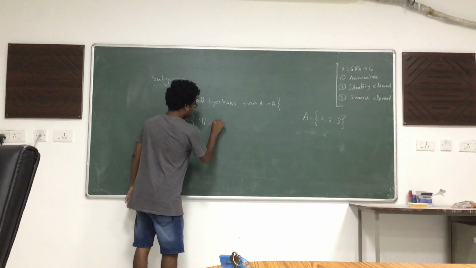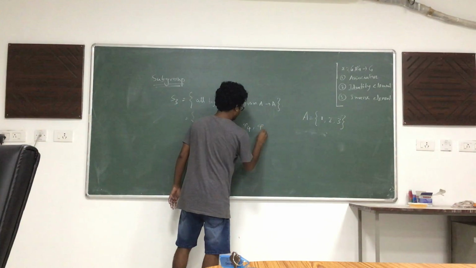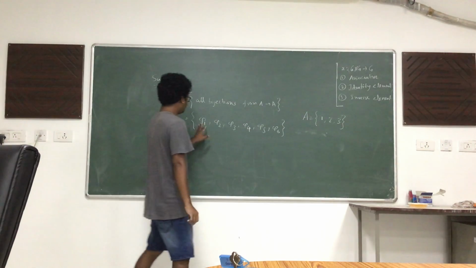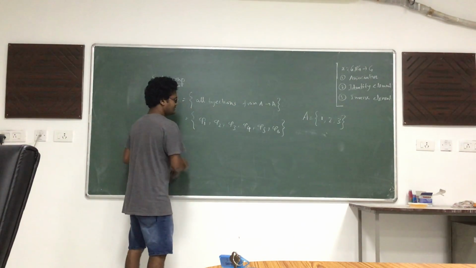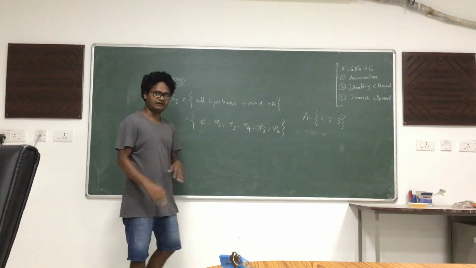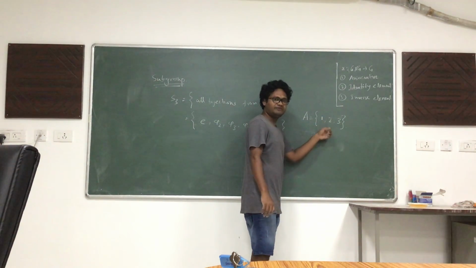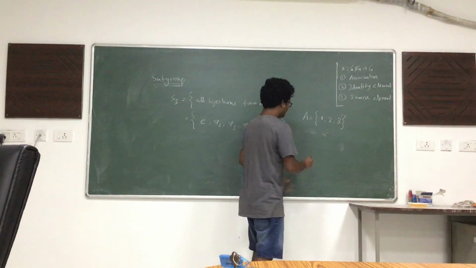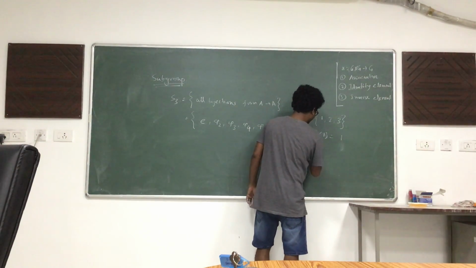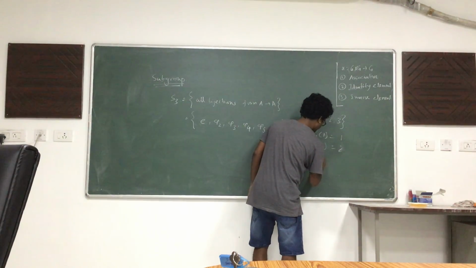Let us say phi 1, phi 2, phi 3, phi 4, phi 5, phi 6. We can trivially say that phi 1 is nothing but the identity element. Of course, identity element means it maps every element to itself. That means phi 1 of 1 would be 1, phi 1 of 2 would be 2, phi 1 of 3 would be 3.